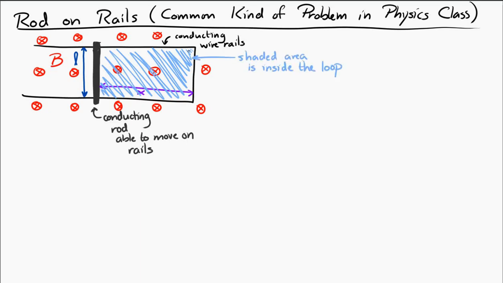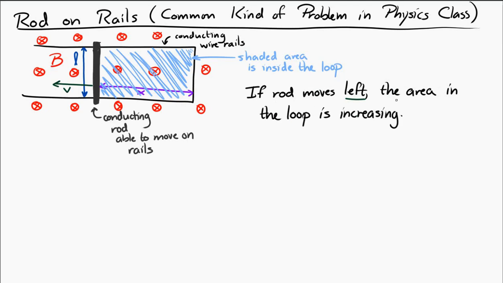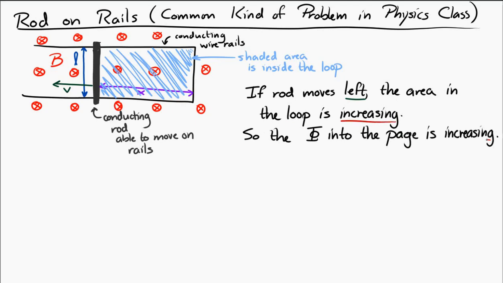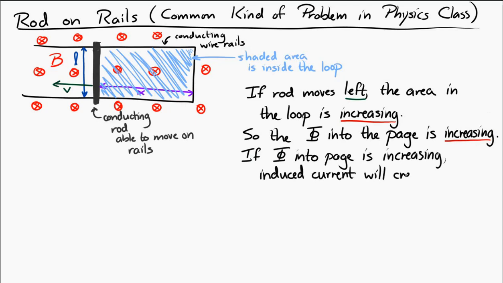If the rod is moving to the left, then the area that's inside this loop is increasing. And if the area inside the loop is increasing, then the flux into the page is increasing. And if the flux into the page is increasing, then an induced current is going to flow that'll oppose this. And that's going to create a field out of the page. So the induced current here would be counterclockwise.